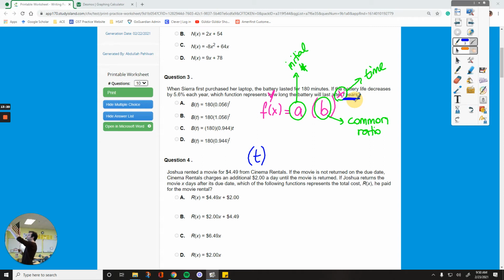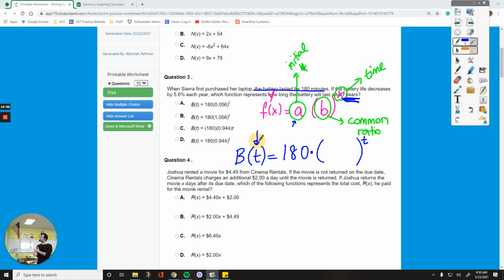And then looking at all of these answers, they have B standing for battery, I guess. So battery will last. Let's figure it out. I need my initial number, right? So let's read it. When she first purchased her laptop, the battery lasted for 180 minutes. That's my initial number. So let's put it up here, 180 times. And then I will have a decimal in this parentheses. And then I'll have the time as a variable at the top right corner. We already figured that out. That's going to be t, right? It's given over here. And then we also put it up there.